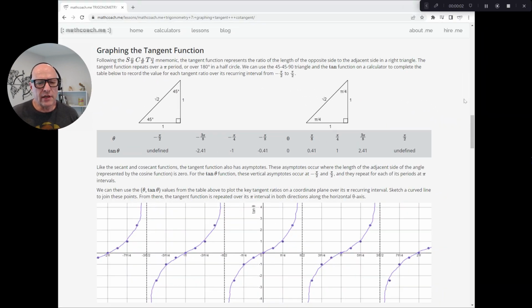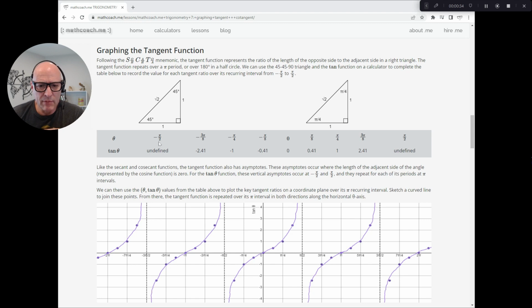When graphing the tangent function, it's useful to start with a table, as we did earlier with the various other trig functions we graphed. So we can fill out in this table theta values between negative pi over 2 and pi over 2, and tan theta values for all of those different angle sizes. So first off, one thing that's different is the period of the tangent and cotangent functions is pi, or 180 degrees, so just halfway around the circle, and then it repeats.